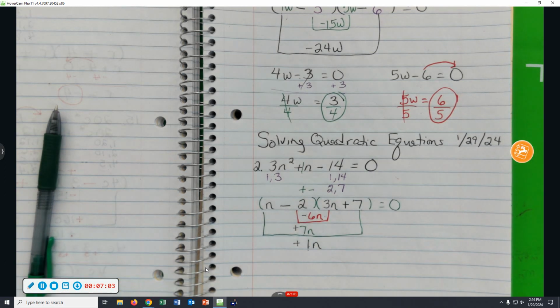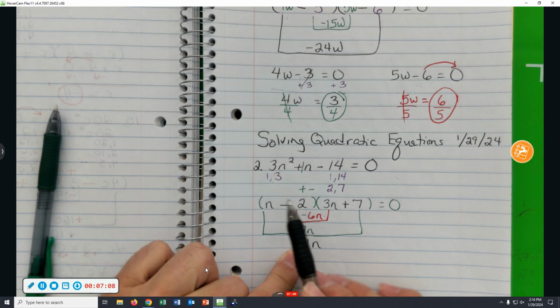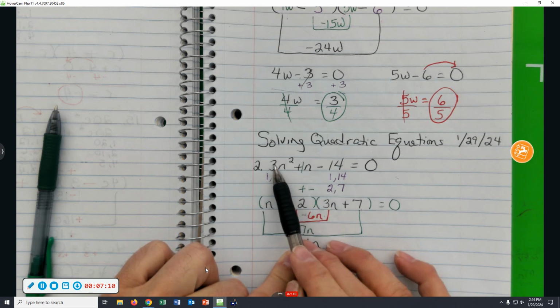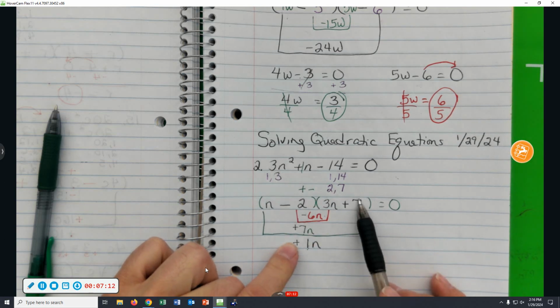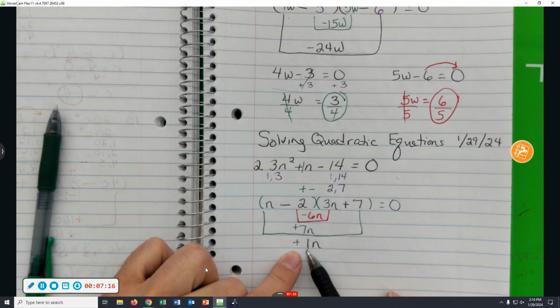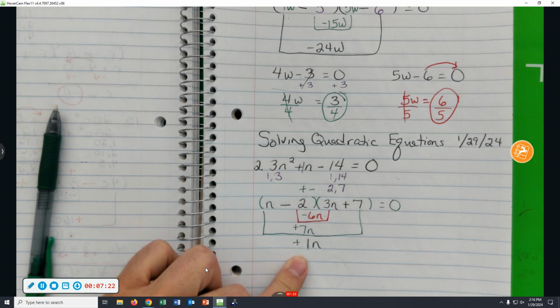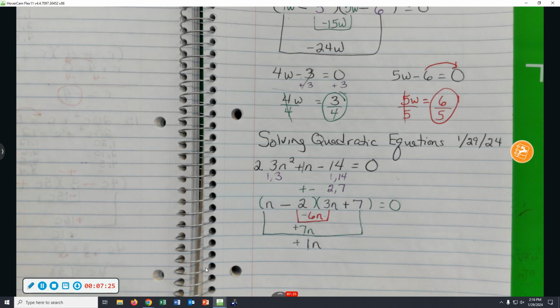A minus and a plus? Now FOIL it out and see. Are you getting a positive 1n as the middle term? We'd have 3n squared plus 7n minus 6n. That would combine to give me a positive 1n. And then negative 2 times 7, negative 14. So we have definitely factored it correctly.